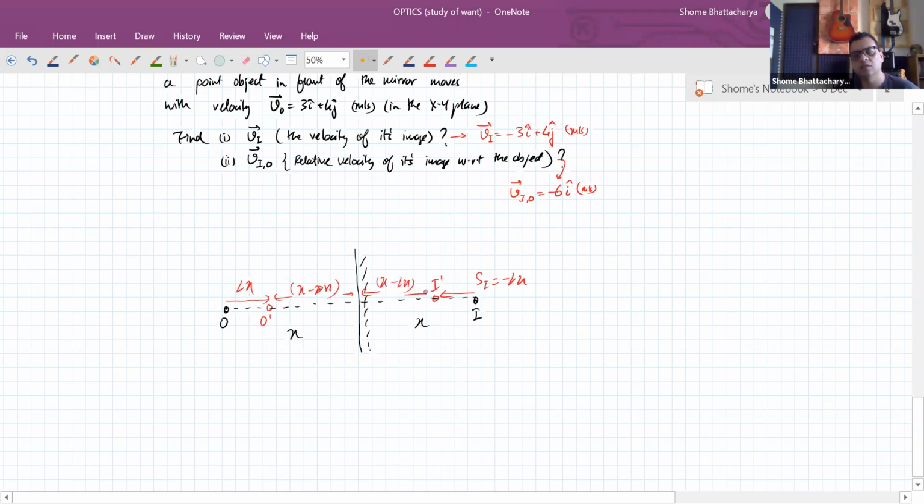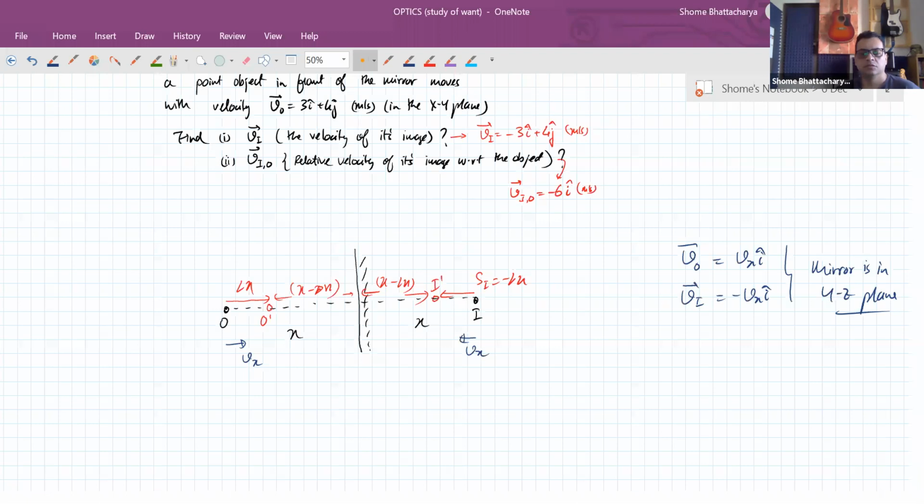So what this tells us is that any x component of velocity that the object has, the image will have to have an equal and opposite x component of velocity. So if the velocity of the object is vx i cap, the velocity of the image will become minus vx i cap, because the mirror is in the yz plane.